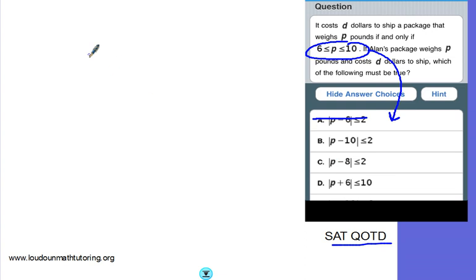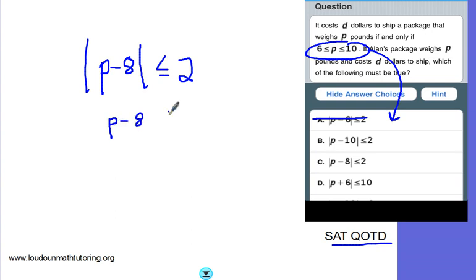Turns out that, let's look at C. The absolute value of P minus 8 is less than or equal to 2. All right, let's remove the absolute value bars. We know that P minus 8 is less than or equal to positive 2, and it's greater than or equal to negative 2. All right, let's get P by itself. Let's add 8 to all three pieces of our compound inequality.